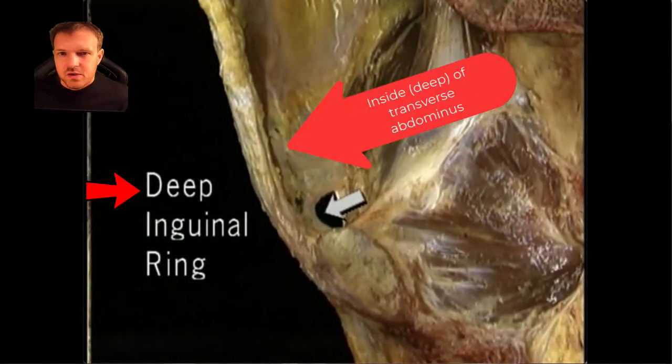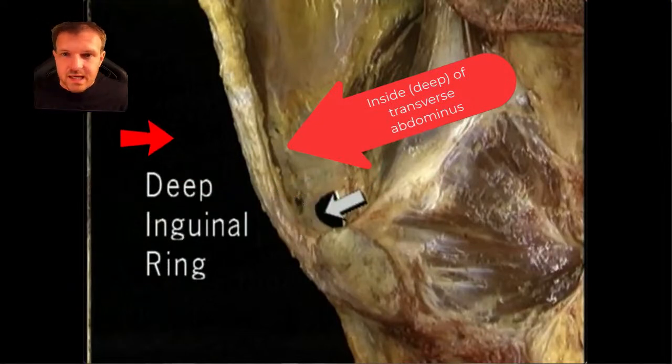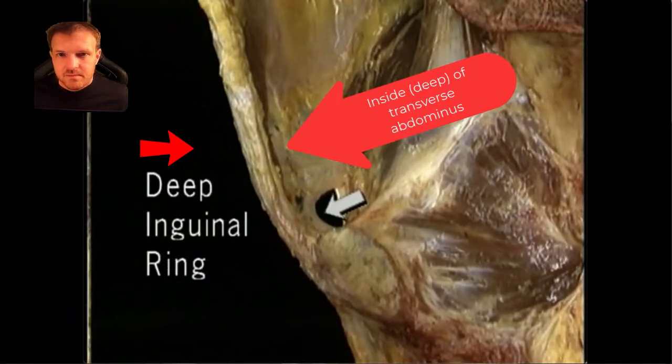So that's the inside of your transverse abdominis. Obviously, they've taken away some fascia here, but there'll be a fascial covering of this area, and there'll just be a small opening there. That's obviously quite large because everything's been taken away. But that's where your deep inguinal ring will start.